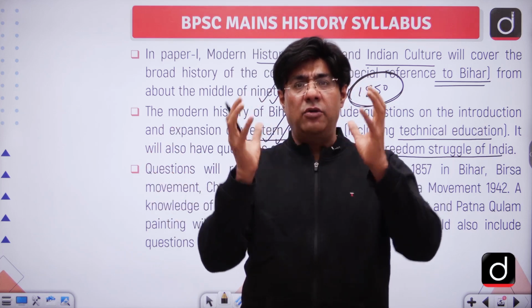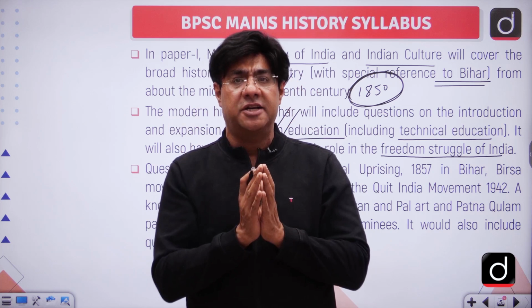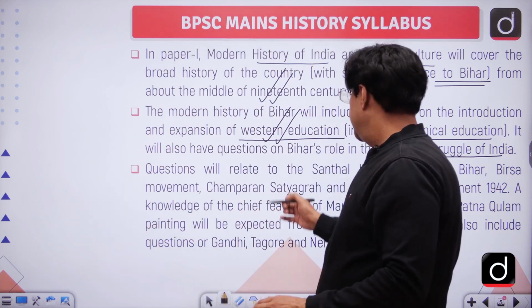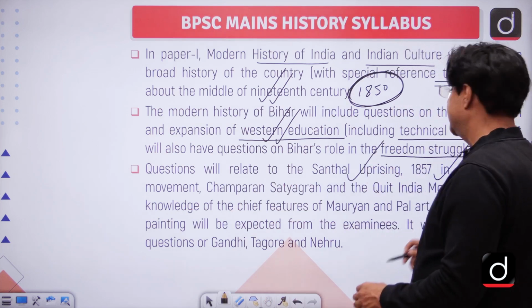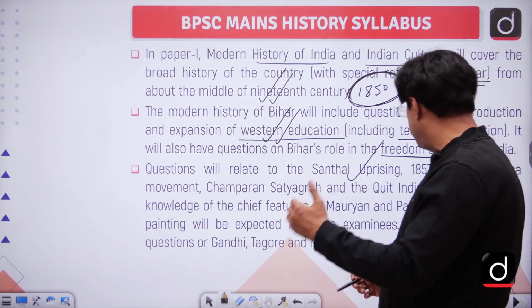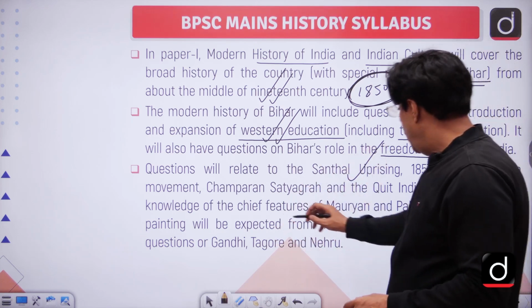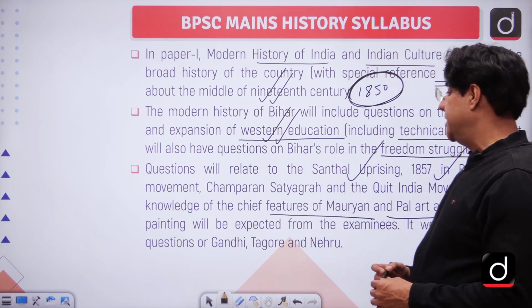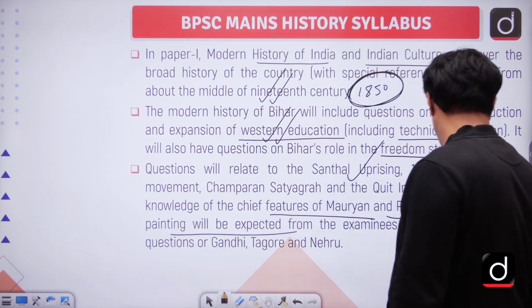Now here, no doubt, we will need to have a little bit of understanding of the background of the British education in India, and then we will come to the Bihar part. Then the question will relate to Santhal uprising, 1857 in Bihar, Birsa Munda, Champaran Satyagraha, Quit India movement. A knowledge of the chief features of Mauryan and Pala art and Patna Kalam painting will be expected from the examinees.